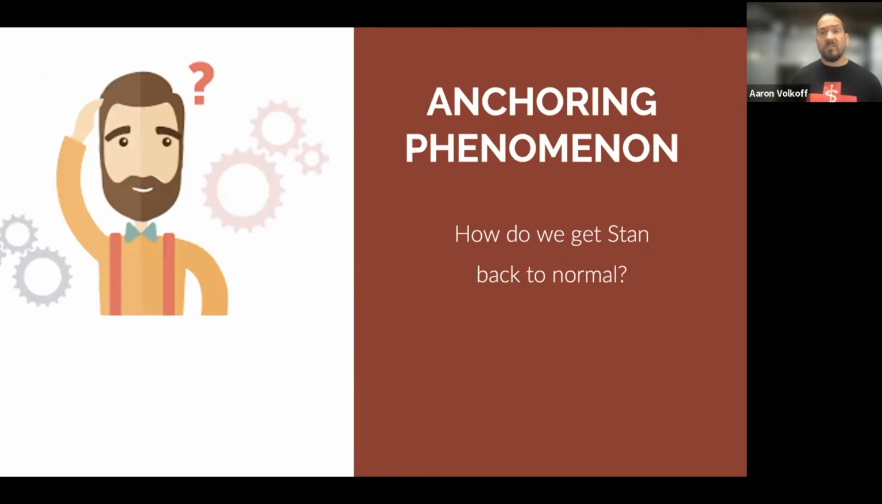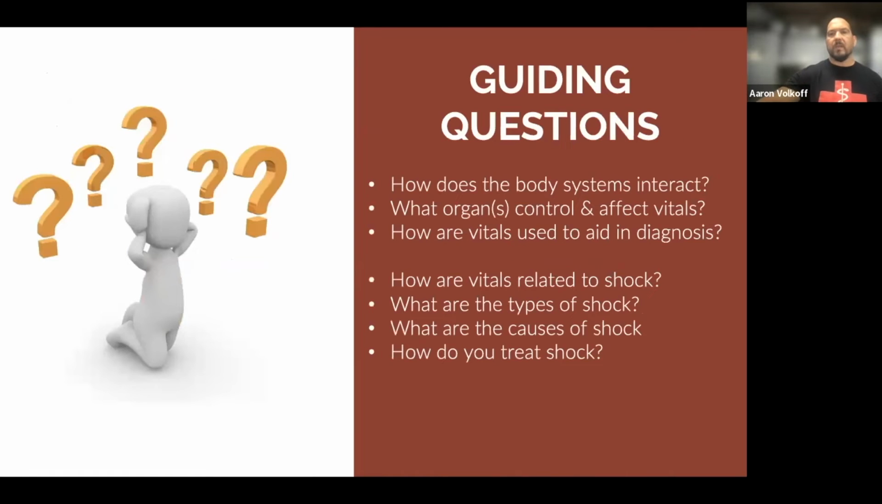Now, the students do know this one. How do we get Stan back to normal? That's my question. Here's Stan. How do we get him back to normal? Some guiding questions for me are things like, how do the body systems interact? What organs control and affect vitals? How are vitals used to aid in diagnosis? How are vitals related to shock? What are the types of shock? What are the causes of shock? How do we treat shock?